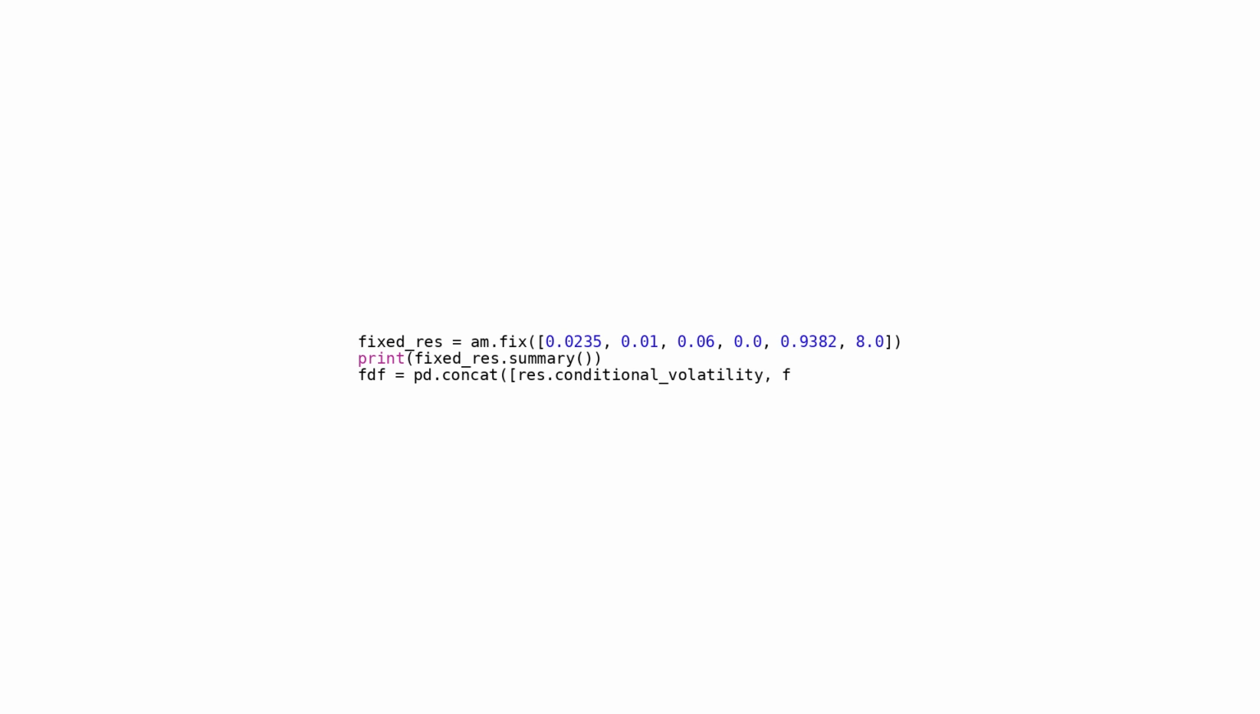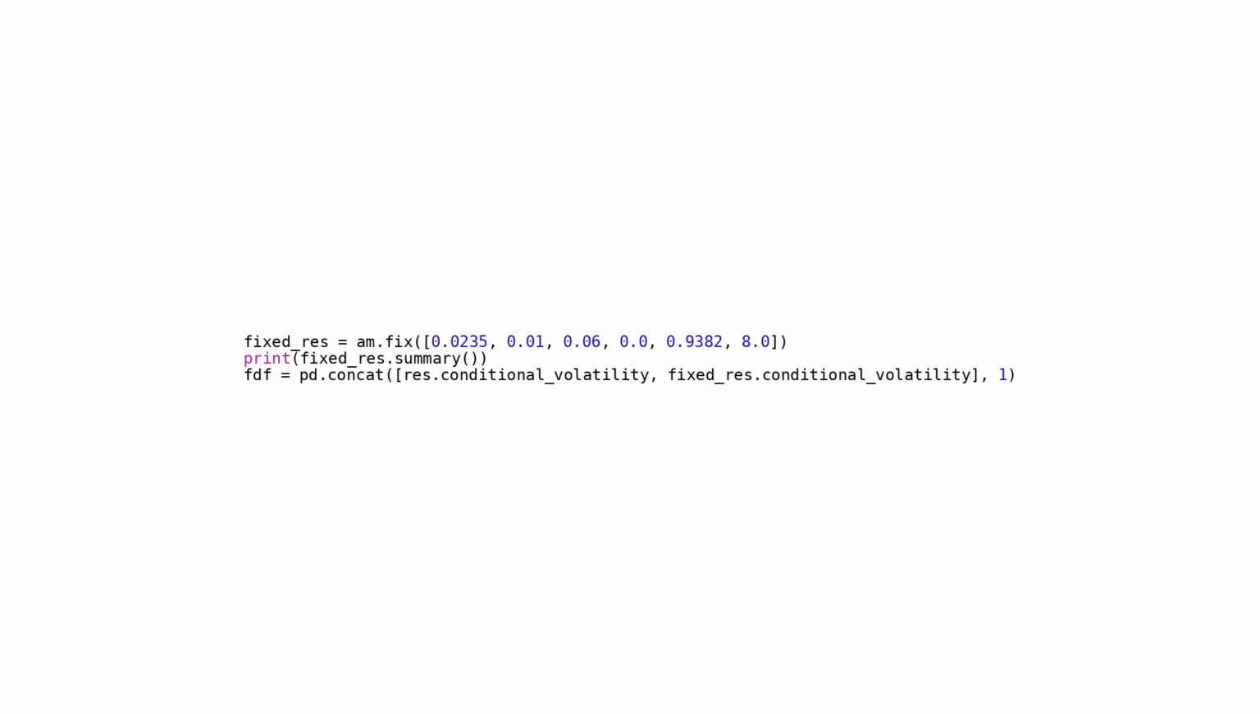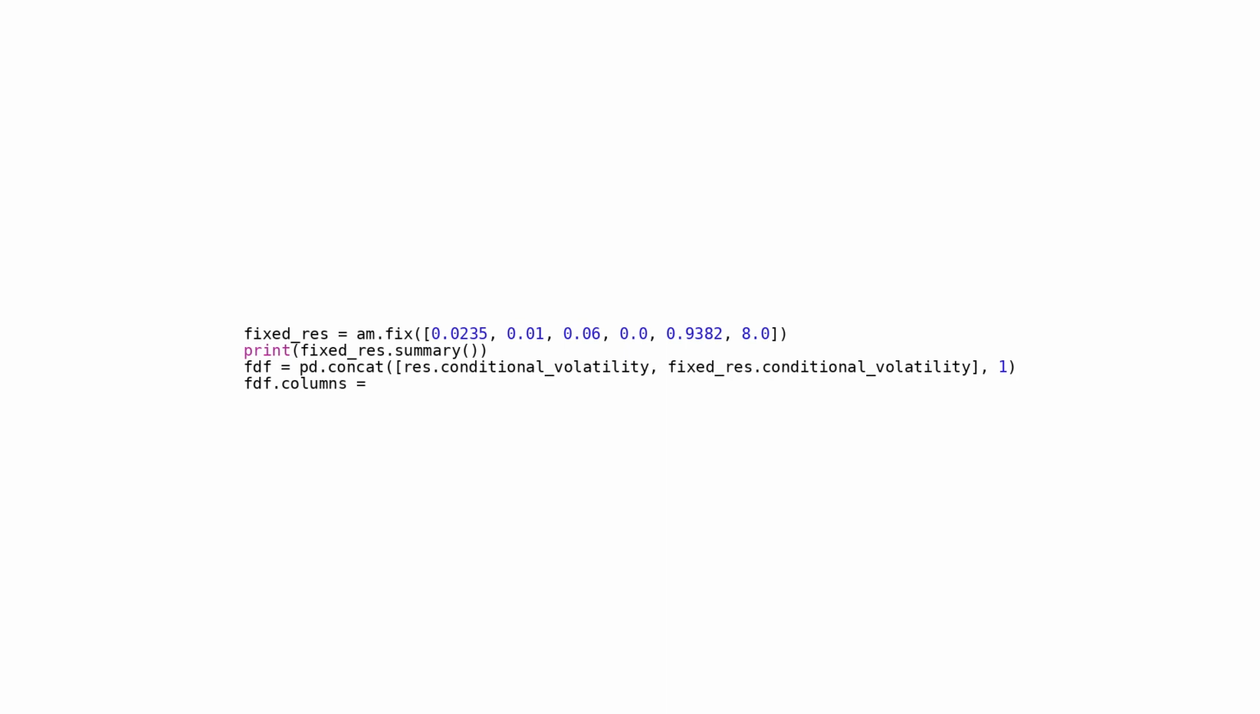This snippet performs the following tasks. 1. It sets parameters in a time series model using the fix function from the am module with specific values. 2. It displays a summary of the fixed results by using the summary method on the fixed_res object, showing statistical information regarding the fixed parameters. 3. It creates a data frame, fdf, that combines conditional volatility values from two objects, res and fixed_res. 4. Column names, estimated and fixed, are assigned to the conditional volatility columns in the fdf dataframe.